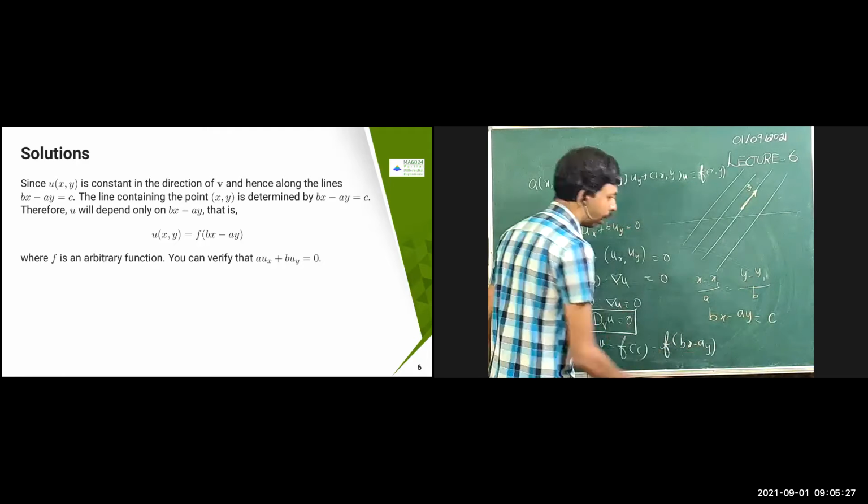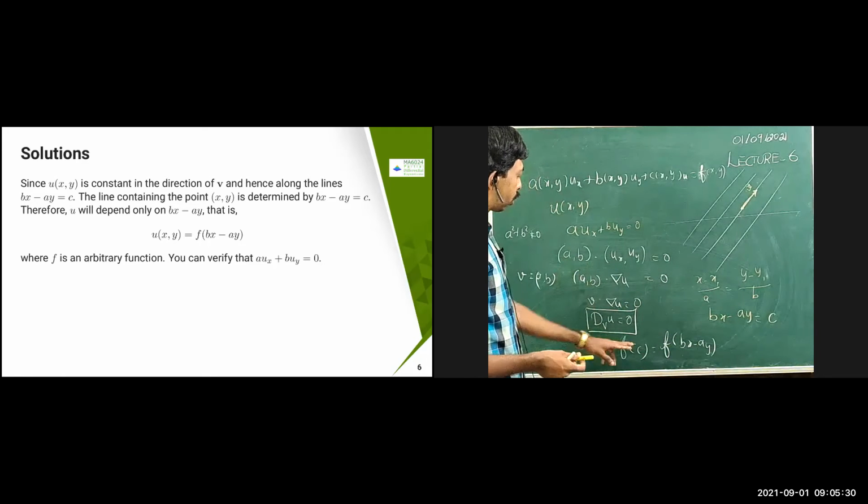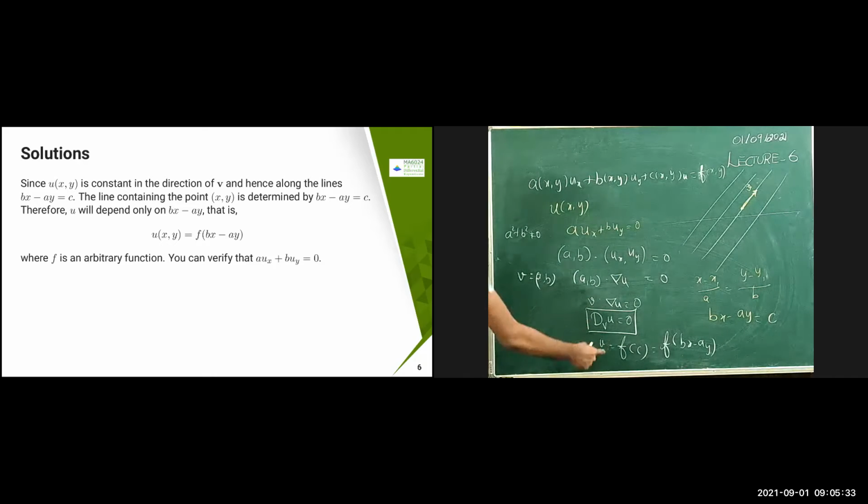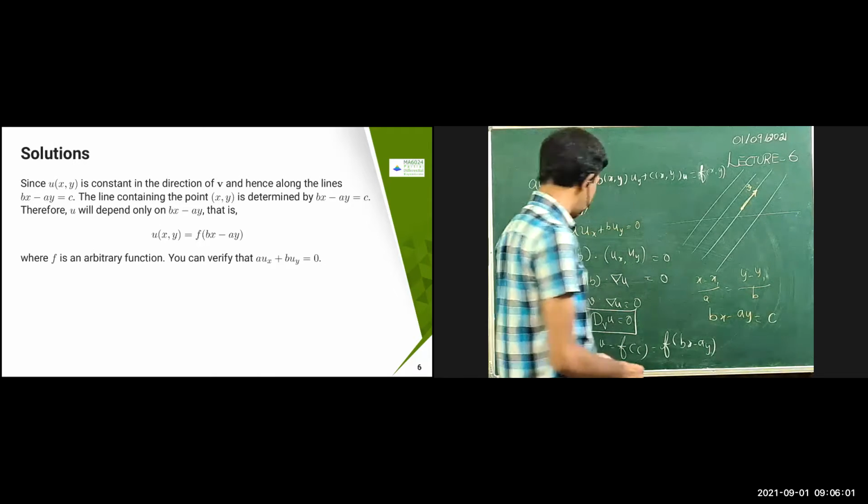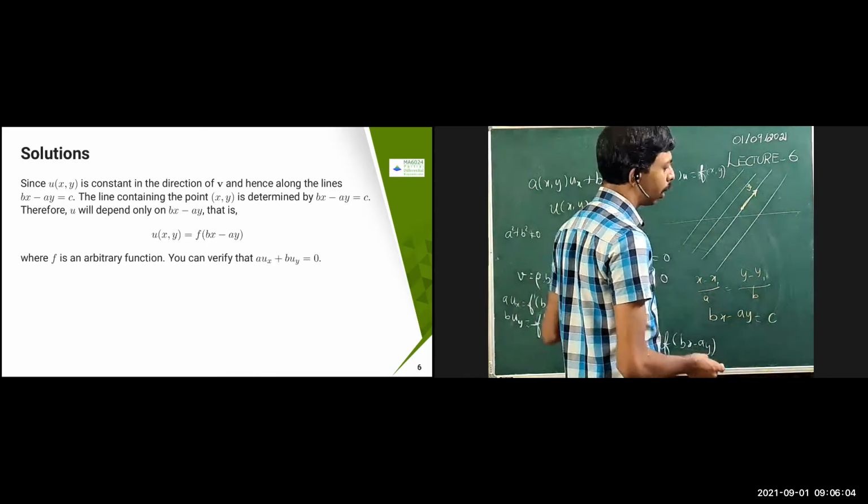Let us see that in the next slide also, how it is going to come. This one I have already explained. If you just trace back here, you will get the same equation. So ux is f dash of bx minus ay into b, and uy is f dash of bx minus ay into minus a. You multiply this with a, multiply this with b, so this becomes ab and this becomes minus ab, so sum it up, then you get a ux plus b uy equal to 0. That's how I get the original result.